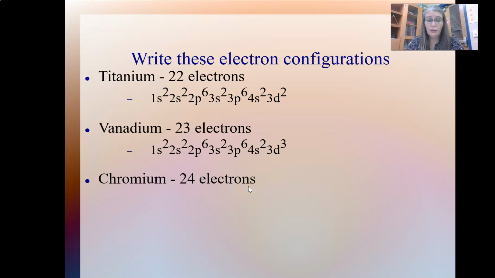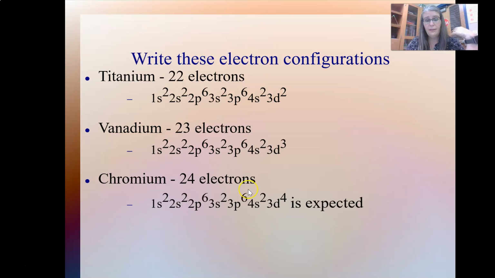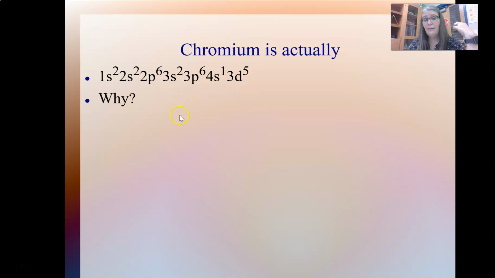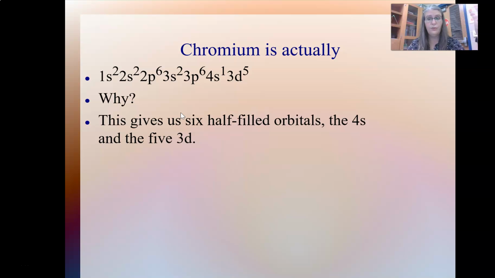So we would expect for chromium to have essentially the same configuration. There's my argon shortcut, 4s2, 3d4. But that's not actually what happens. This is not actually the correct configuration for chromium. And the reason is because we can find a slightly lower energy state. What happens with chromium is that chromium is going to steal one of these 4s electrons and promote it to the 3d. The reason it does that is because we get half-filled orbitals.